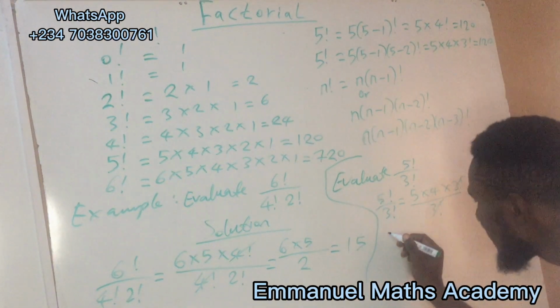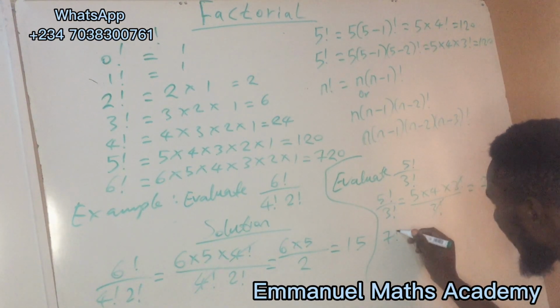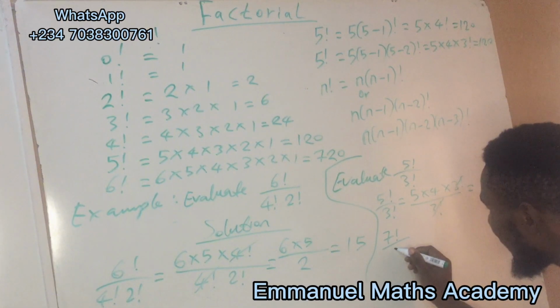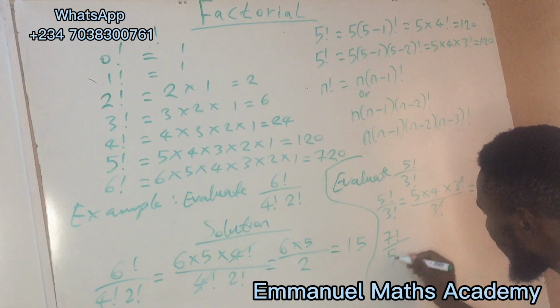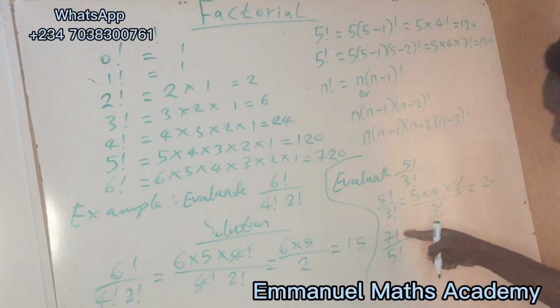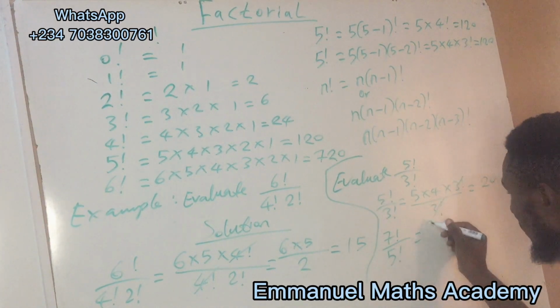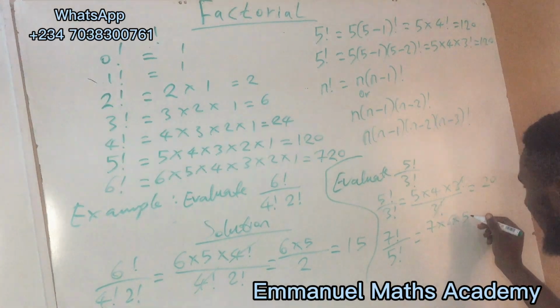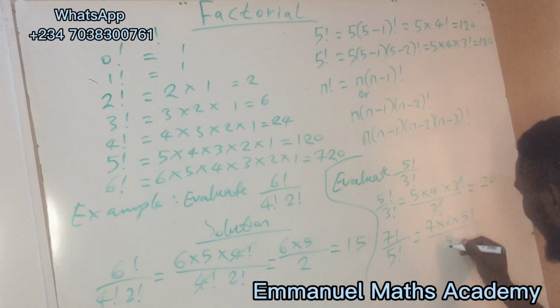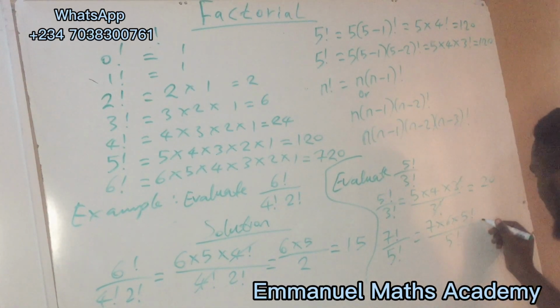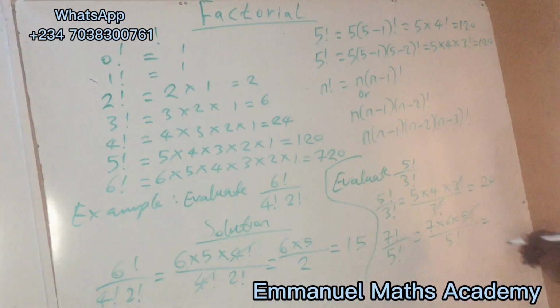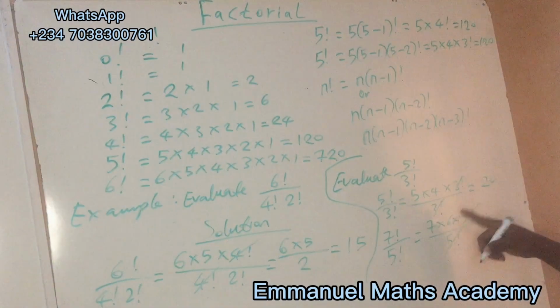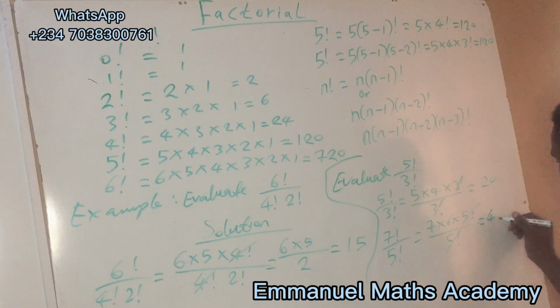Also, to evaluate 7 factorial over 5 factorial, okay, 7 factorial over 5 factorial is equal to 7 times 6 times 5 factorial over 5 factorial. 5 factorial will cancel 5 factorial. 7 times 6 will give you what? 42.